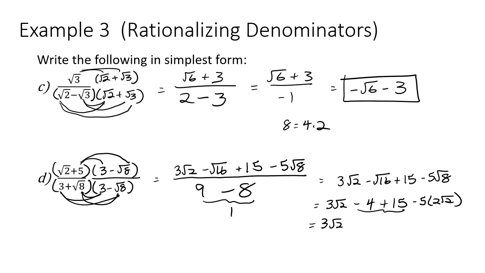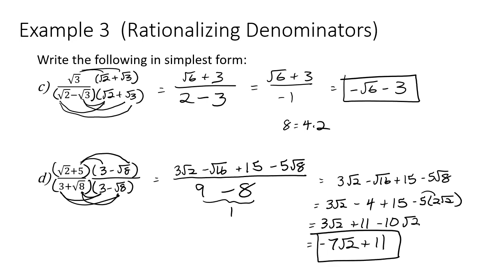The minus 4 plus 15 would give us a plus 11. And then I can multiply the coefficients together to get a minus 10 square roots of 2. And then we can combine those two terms together. 3 minus 10 would give us a negative 7 square roots of 2 plus 11. And again, you could also write that as 11 minus 7 square roots of 2 as well. Same result.